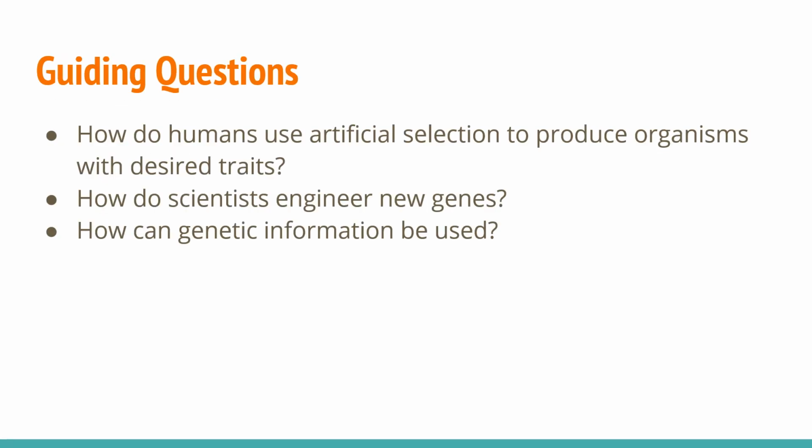Some of our guiding questions, some of the things that we should learn throughout this section, are: how do humans use artificial selection to produce organisms with desired traits? How do scientists engineer new genes? And how can genetic information be used?